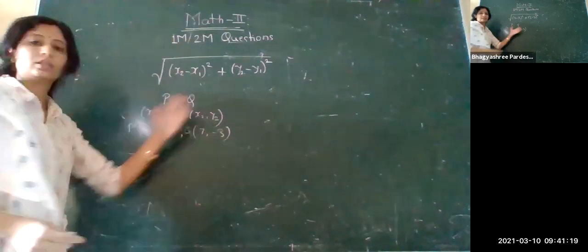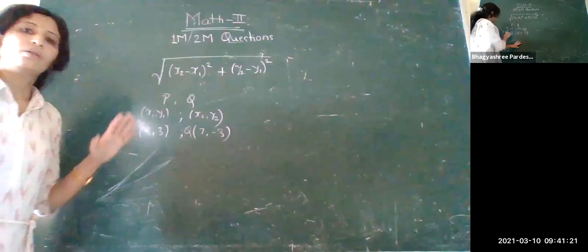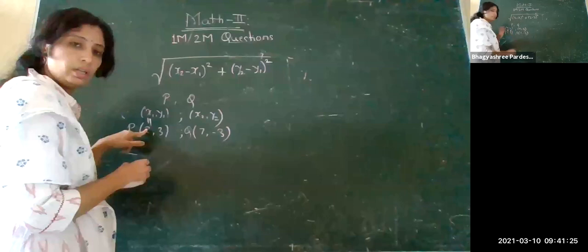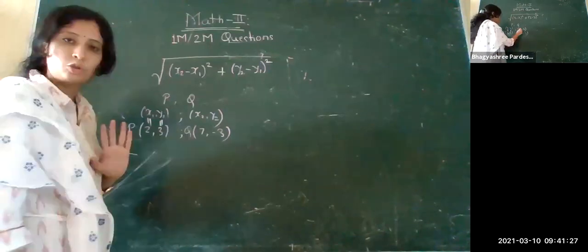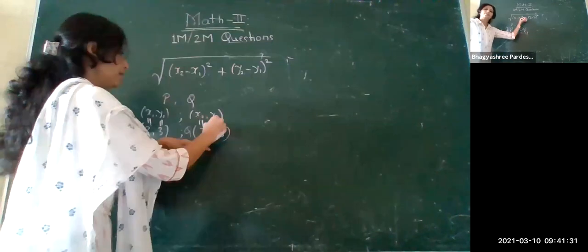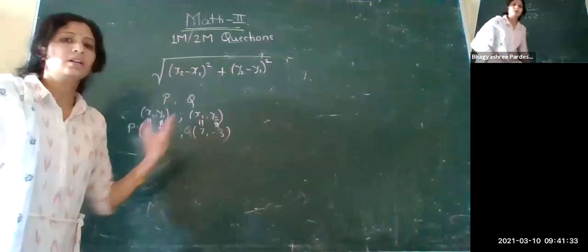Suppose these are the values given to us, that is the coordinates of P and Q. So this is x1 is equal to 2, y1 is equal to 3. Next, x2 is equal to 7 and y2 is equal to 3. Simply put these values in this formula, you will get your answer.